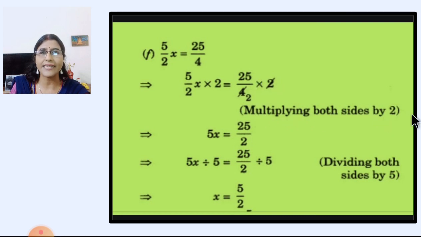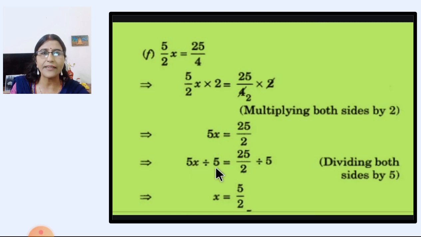Multiplying both the sides by 2, we are doing the first method. So this will be reduced, 2 2s are 4, and we'll get 35 upon 2. So 5x is equal to 35 upon 2. Now to get the value of x, we have to first remove this 5. To remove this 5, we need to divide because here it is multiplied.